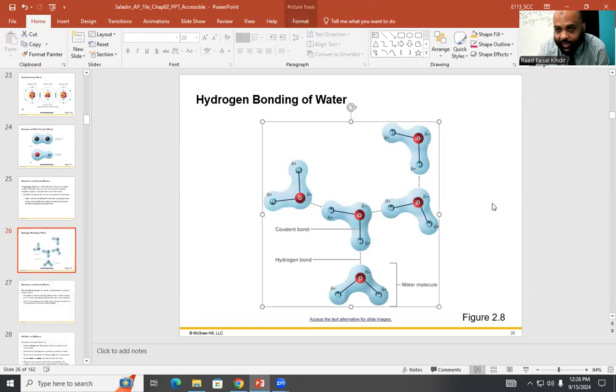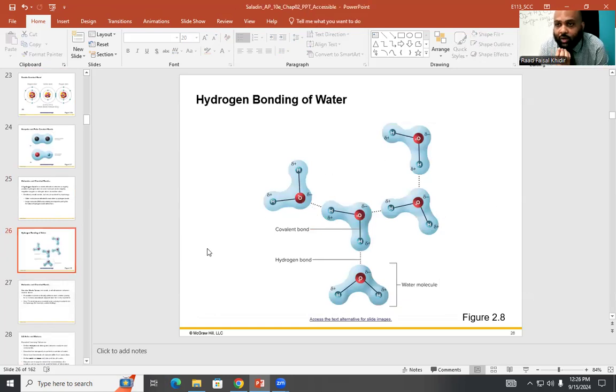Now let's look at here. What's happening here? The hydrogen bonding of water. In the hydrogen bonding of water, we see that the water is a red O with two H's. Oxygen and hydrogen, oxygen and hydrogen, oxygen and hydrogen. Both of them are connected like this. You see O minus and H plus, and you see how this connection is.